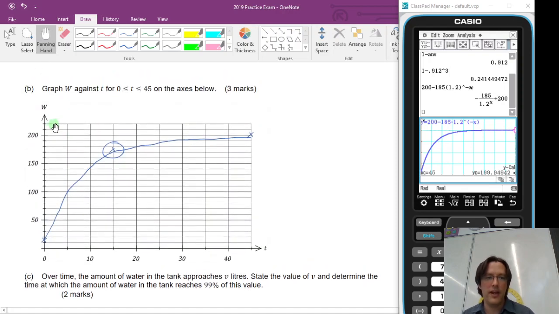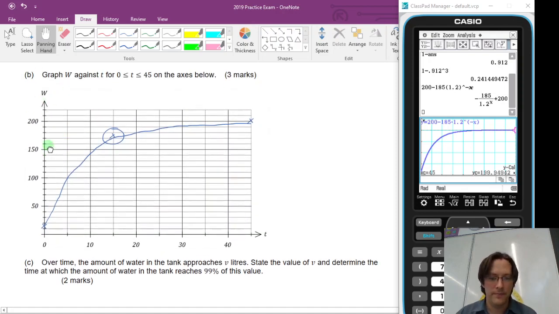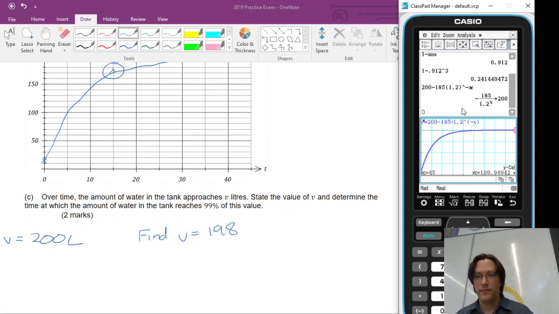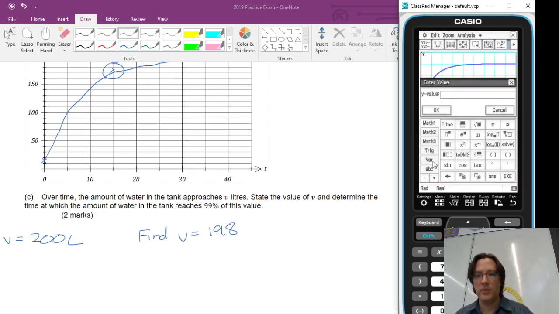Now, when you're drawing this by hand, you're going to have an easier time than when I'm doing the tablet. So, over time, the amount of water in the tank approaches V litres. State the value of V. Obviously, it's 200 litres. And determine the time at which the amount of water in the tank reaches 99% of this value. Find W equals 198. That's 99%. I'm just going to use a G-solve, finding an X value because we know the Y value is 198.